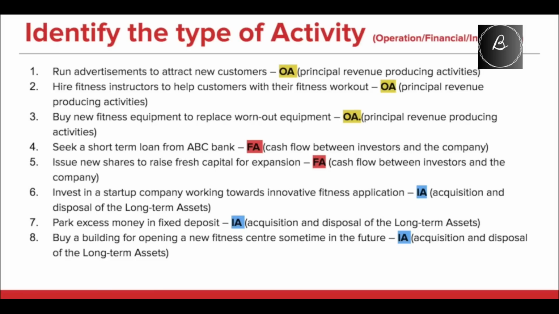So the answers are as follows. The first 3 are our operating activities. 4th and 5th are financing activities, whereas the last 3 are investing activities. Hope you got them right.